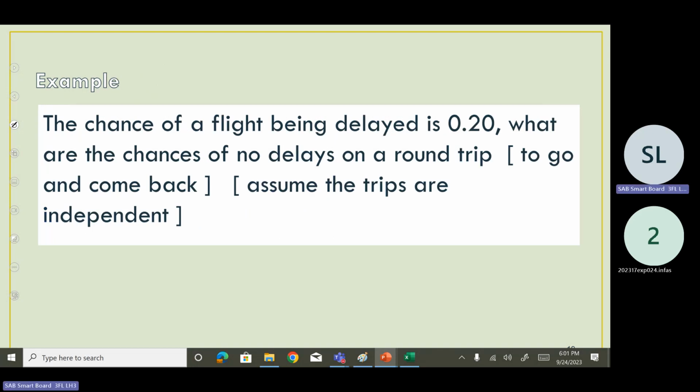This is the second example. The chance of a flight being delayed is 0.23. What are the chances of no delays on a round trip, to go and come back? Assume the trips are independent.